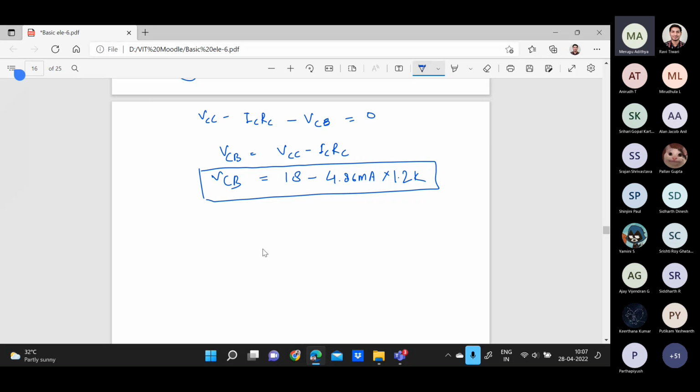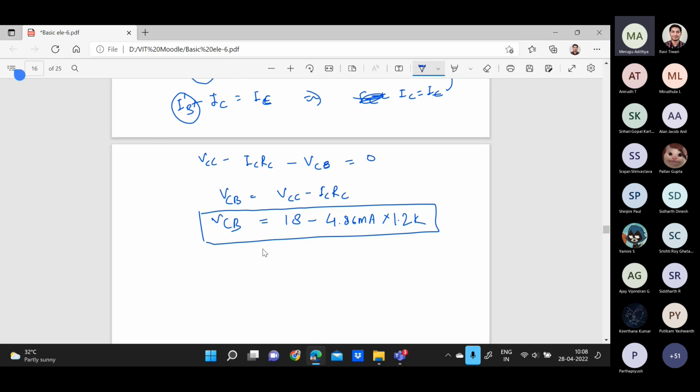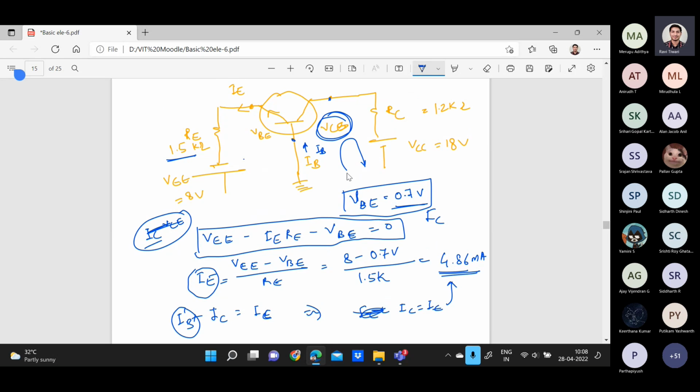Sir, I have a doubt. How did you write IB is equal to 0, sir? Because here there is no resistance. Actually, this is directly connected to ground, and always remember the IB value is very small.